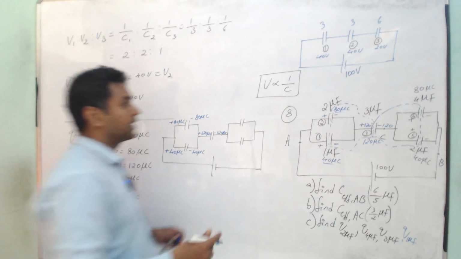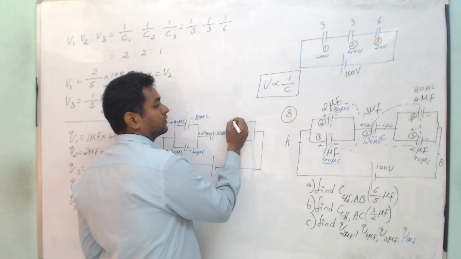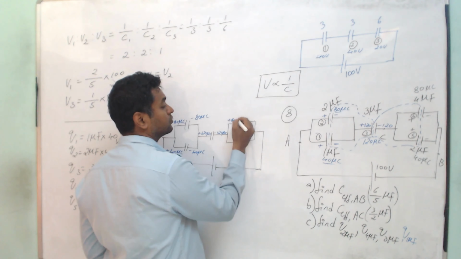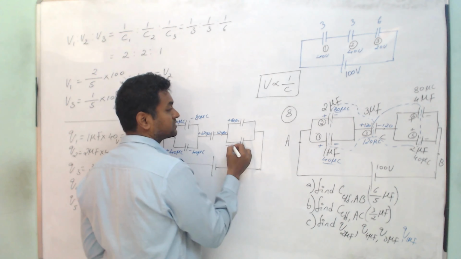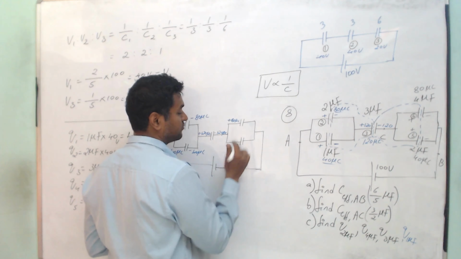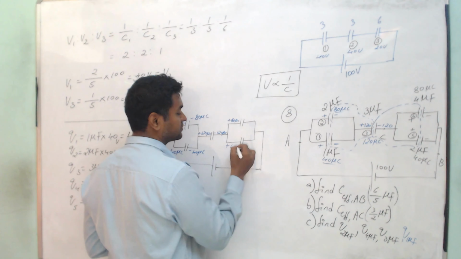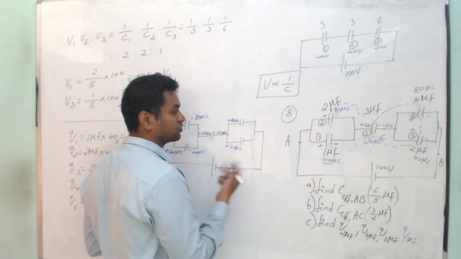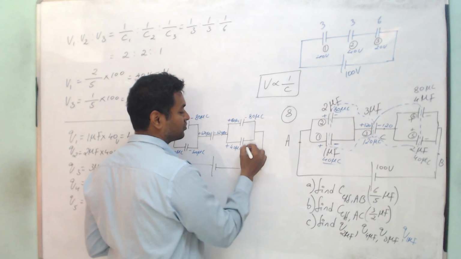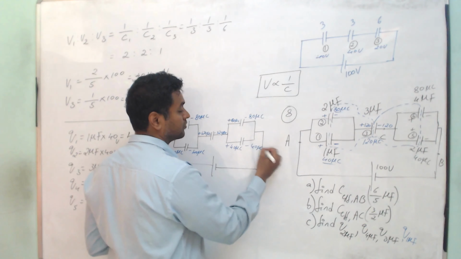Again, plus 80 microcoulomb, minus, how much is it? 40 microcoulomb. Sorry, plus 40 microcoulomb. I told plus 40. Minus 80 microcoulomb, minus 40 microcoulomb.